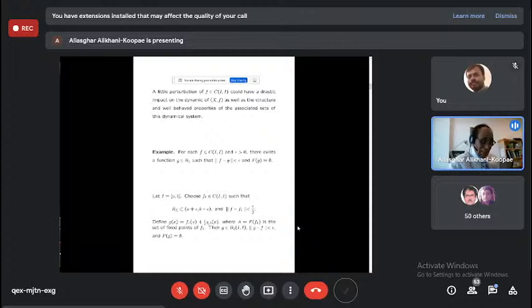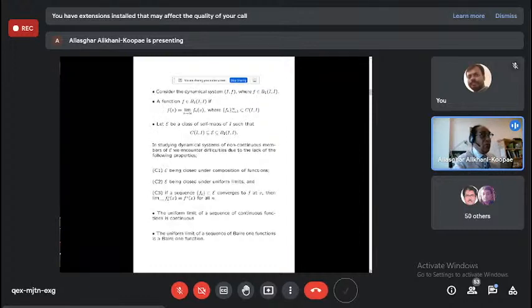Okay, so that is where it becomes important to study the dynamics of Baire one. Let's see what kind of problems we are going to run into with this kind of thing. So consider the dynamical system I, f, where f is in B1 of I, I. A function is in B1 of I, I if it is the pointwise limit of a sequence of continuous functions. The Baire one class is a class of functions larger than the continuous functions, containing the set of continuous functions on the interval.